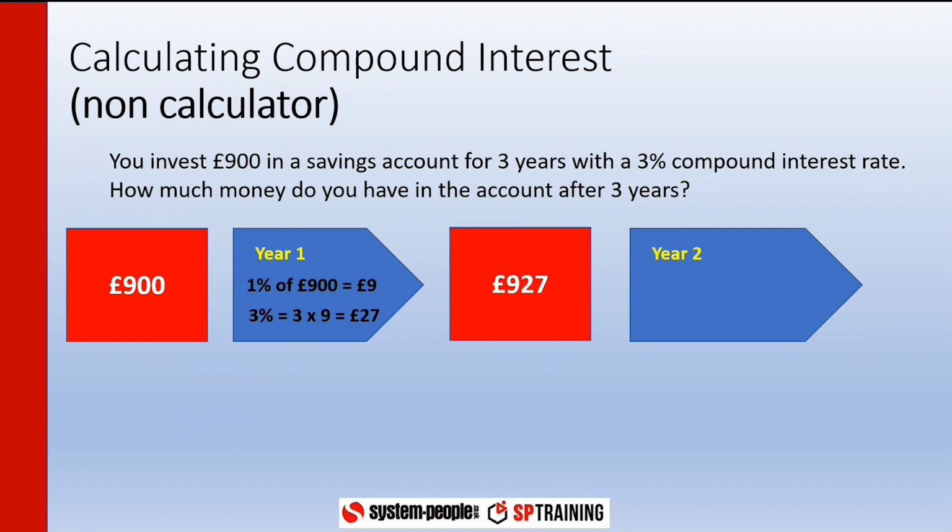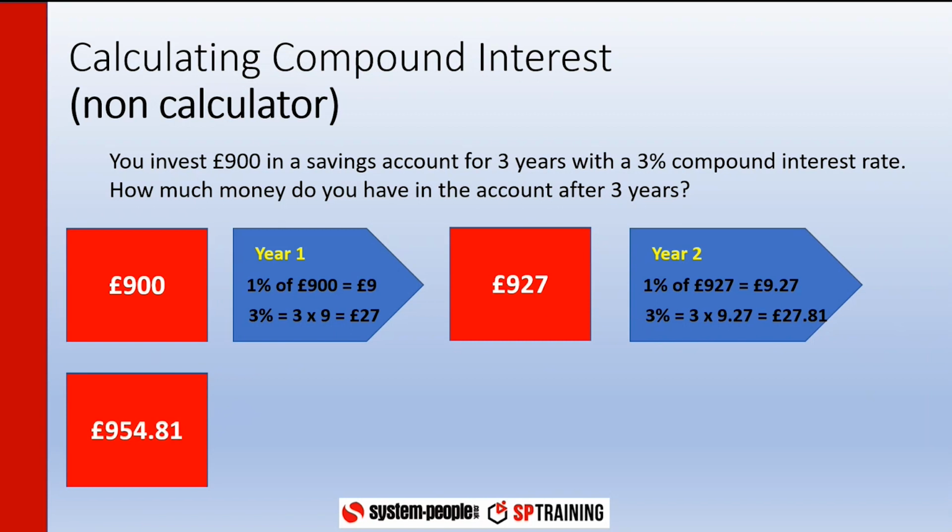And what we do next to calculate year 2's figure is we work out 1% of 927. If we divide that by 100, everything moves 2 places to the right, as we've seen before. And so 1% of £927 is £9.27. 3% will multiply the 927 by 3, and we get £27.81. What we do next is very, very important. We add that £27.81 onto the 927, and we get £954.81. And what we do is we start again.